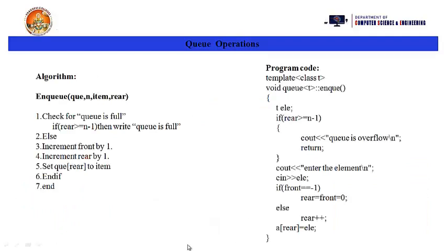This is the algorithm and code for enqueue operation. And this is the enqueue function. To enqueue values into the queue, first we need to check the condition with the rear position. If rear is greater than or equal to n minus 1, the queue is overflow, which means it is full, and we cannot insert an element into the queue. Otherwise, we need to check one more condition. If front equals minus 1, then we set the values of front and rear positions to 0. Else, we increment the rear position, then we can insert the value at the rear position.